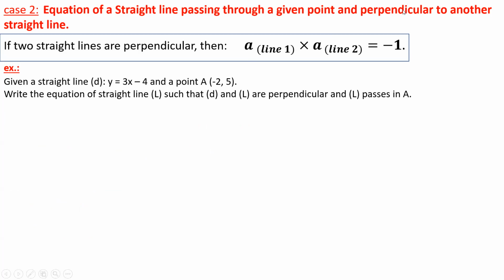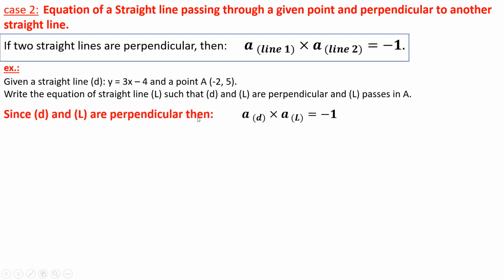If we have two lines perpendicular in a coordinate system, then if we multiply the slope of line 1 times the slope of line 2, the answer is -1. So we are given a straight line D with an equation and a point A with coordinates. We should write the equation of line L such that D and L are perpendicular and L passes in A. So we say since D and L are perpendicular, then the slope of D times the slope of L is -1. From here, I have the coordinate, I have the slope of D, but I should get the slope of L.